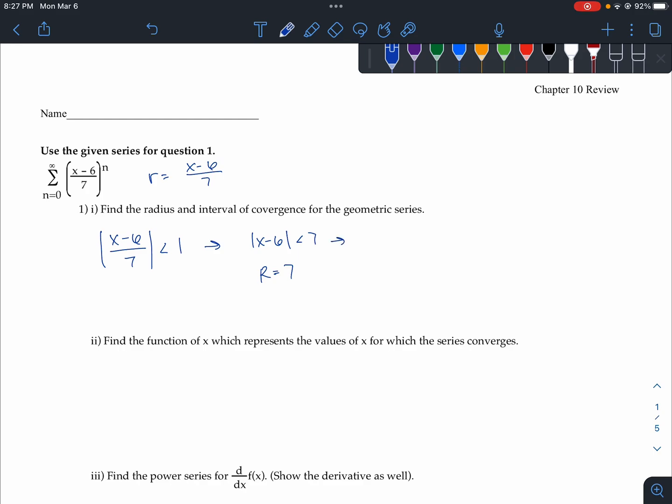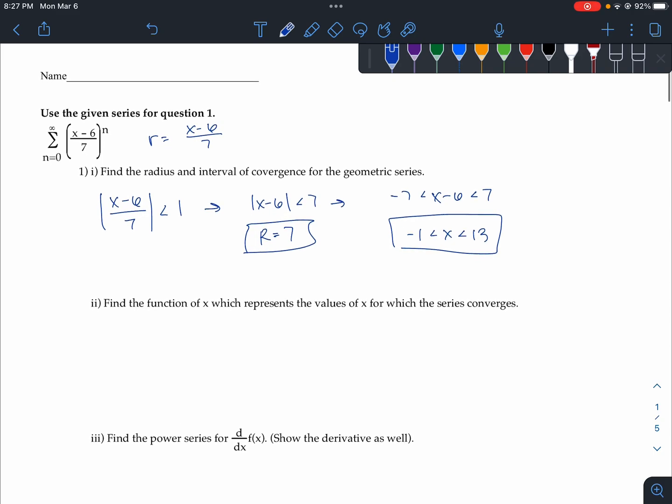And the interval, well, if I take x minus 6 and split up the absolute value to be between negative 7 and 7, and then I add 6 to both sides, I get x is going to be less than 13, but greater than negative 1. So here's the interval, and there is the radius for the geometric series.